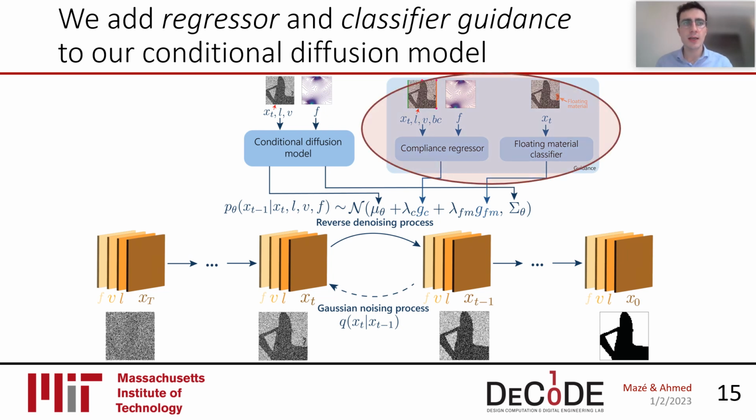Let's add this guidance strategy to our conditional diffusion model. It can easily be proven that modifying the sampling distribution amounts to shifting the mean of the denoising distribution, both for classifier and regressor guidance. We refer you to the paper for more details.